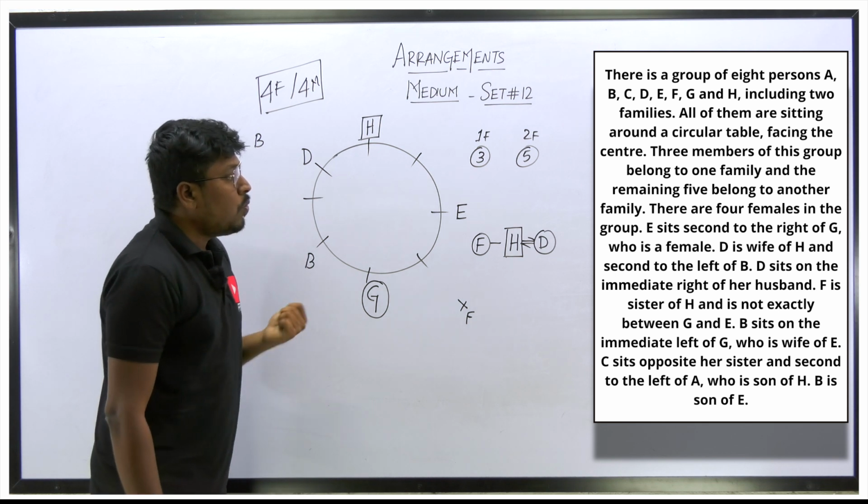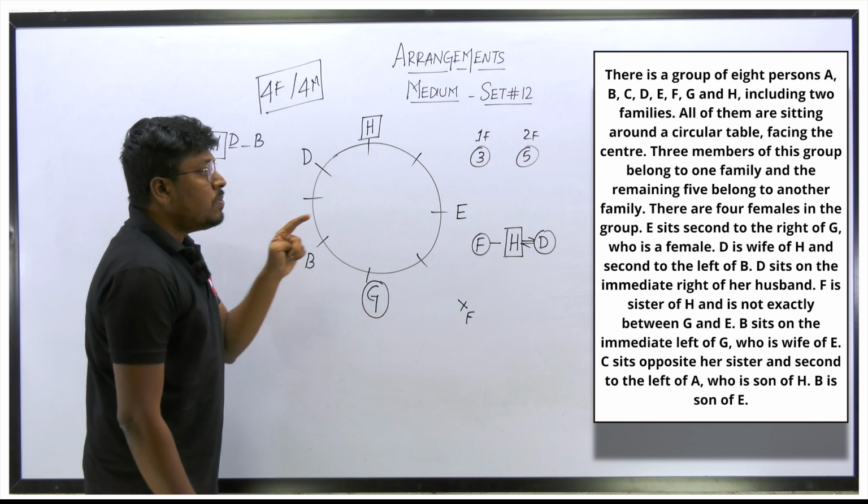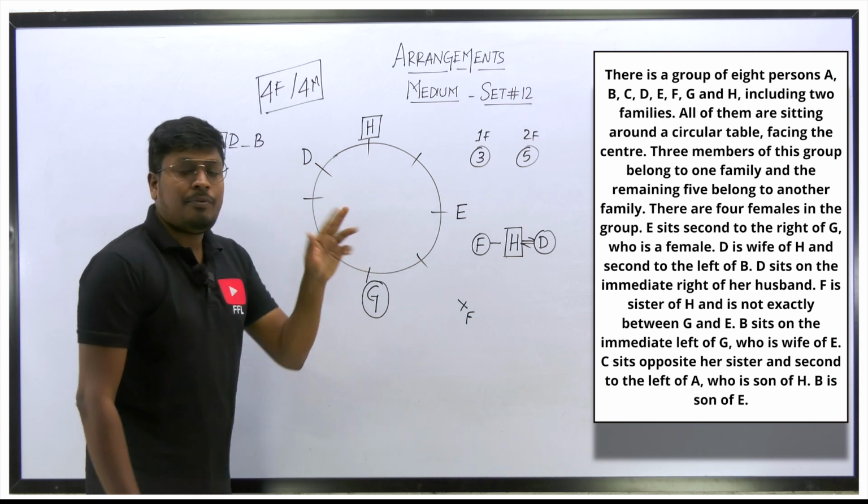Okay. And G is wife of E. So E's wife is G.